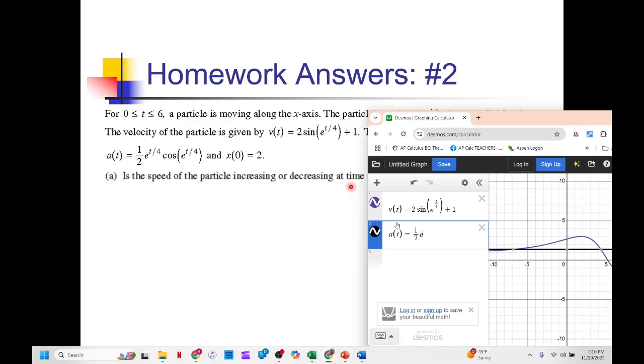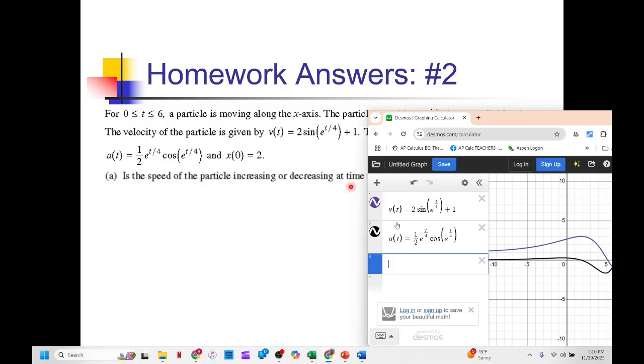So we've got e exponent t divided by 4, come down to non-exponent land. We've got cosine, parentheses, e to the, again, t over 4. And that should do it.